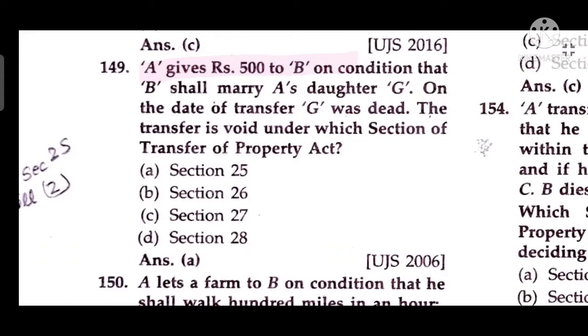A gives 500 to B on the condition that B shall marry A's daughter G. On the date of transfer, G was dead. The transfer is void under which section of the TP Act? Section 25.